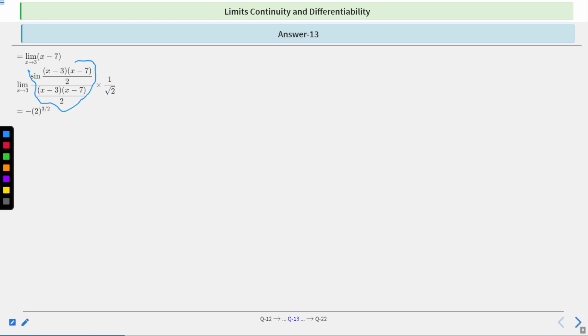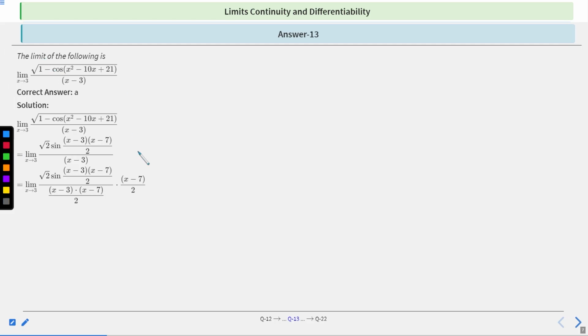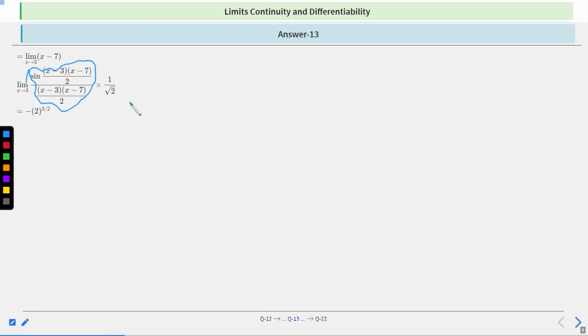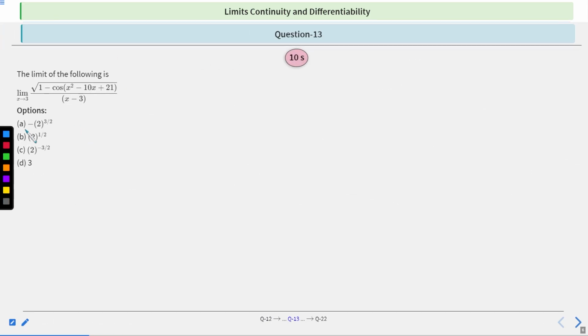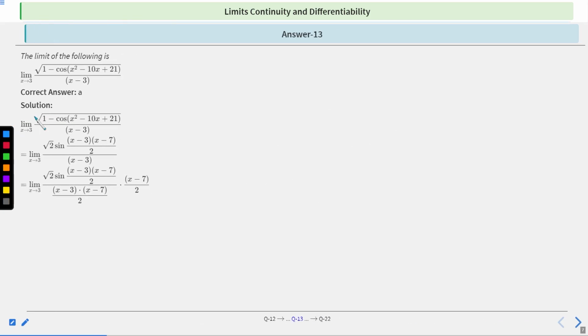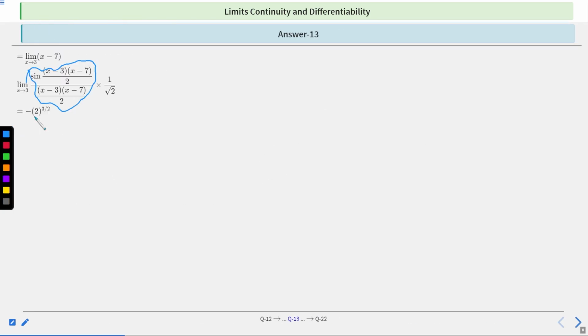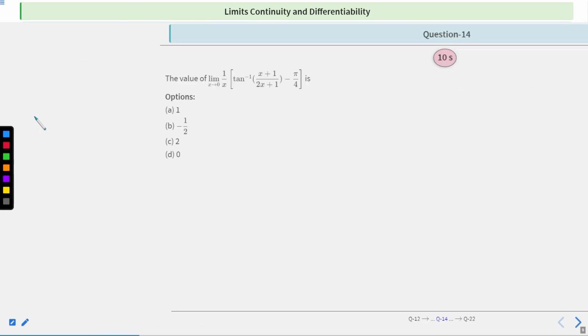Now see, this thing is equal to 1. Clear? This thing is equal to 1. So the answer is, this is root 2, right? So the answer is minus 2 to the power 3 by 2. Clear? Option A is the right choice. Minus 2 to the power 3 by 2. Clear? Okay, let's move to the next question.